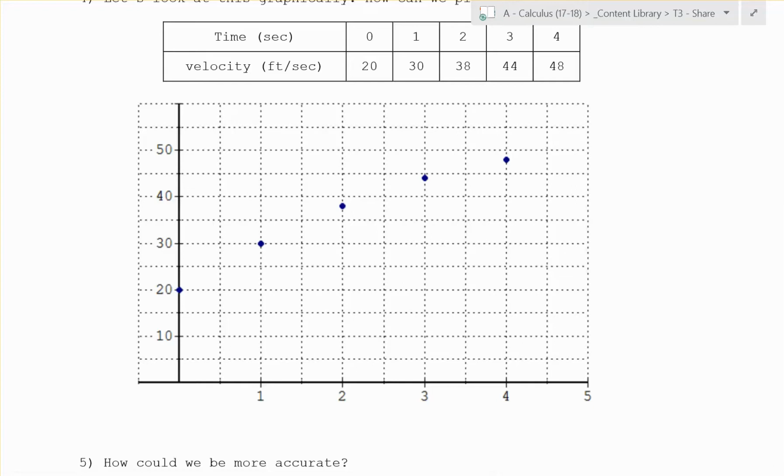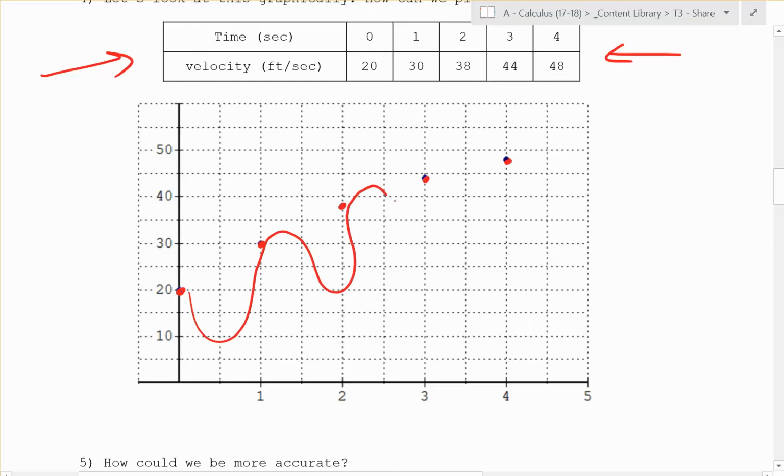Well, here's the same data table we were just working with. Again, it's velocity and time. It starts at 20, gets to 30, and so forth like this. Now we don't know what it looks like in between. It could go crazy, right? You don't really know. But let's say it was a minimum.